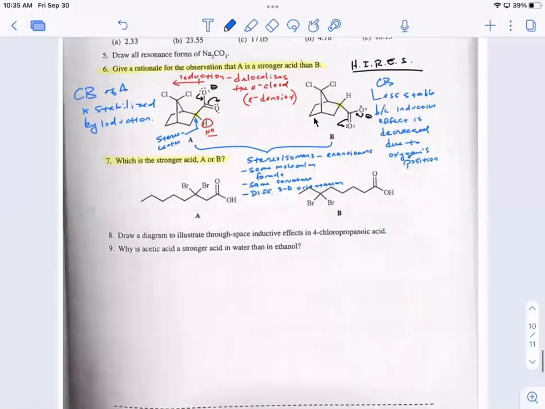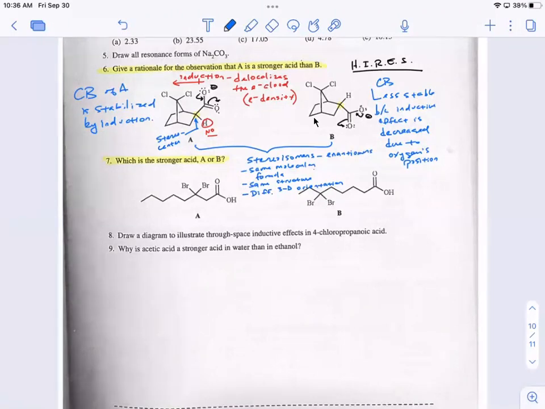All right, take a look at number 7. Somebody explain that to me. Wouldn't A be stronger than B? I agree with that. Why do you say that? Because in A, the bromines are electronegative to an extent, and they're closer in proximity to the electronegative oxygen. And in B, they're farther away.